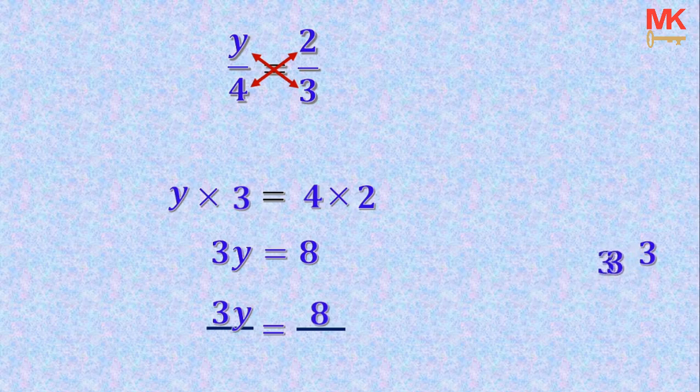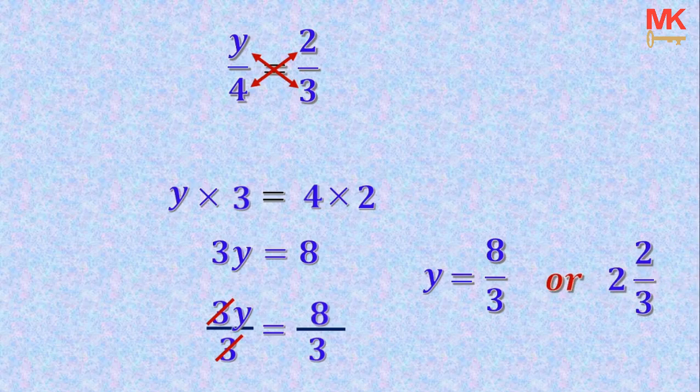So we divide both sides of this equation by 3, and of course the 3 on top cancels the 3 under. So at the left hand side we just have that y equals 8 over 3, or 2 whole number 2 over 3. Let us look at this other example.